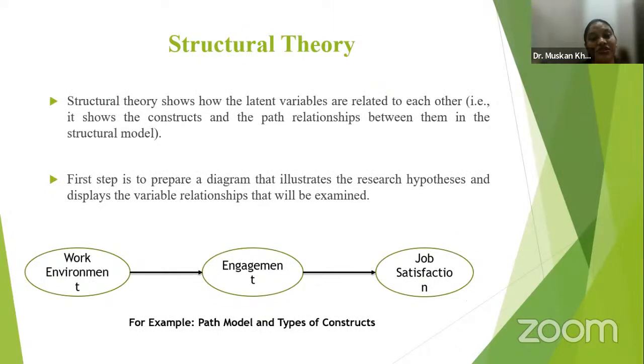Structural theory basically defines how my variables have relationships. It shows the relationship between the constructs. It helps us to know whether my hypothesis is accepted or rejected. For example, I'm giving the same example here. I have work environment and employee engagement. Work environment is measured by 4 items. Employee engagement is measured by 12 items.